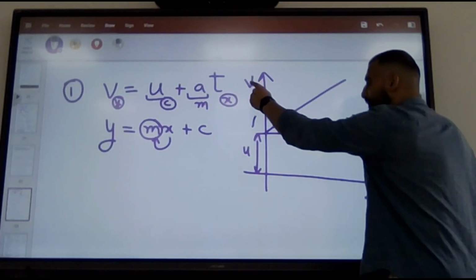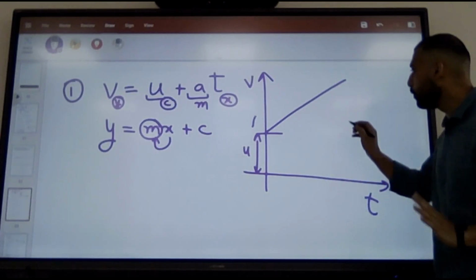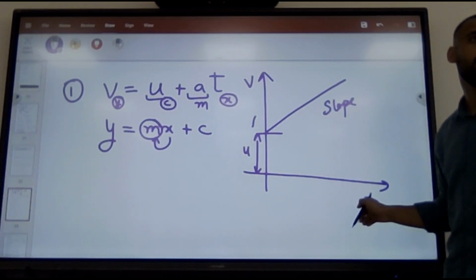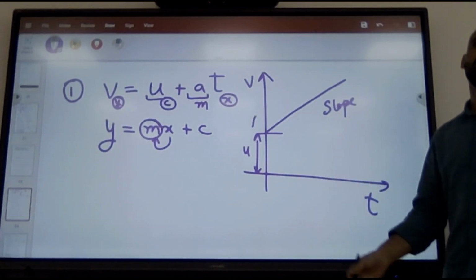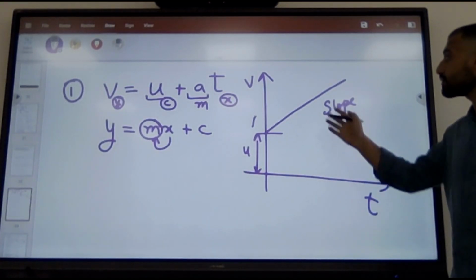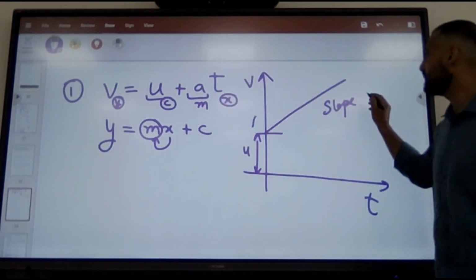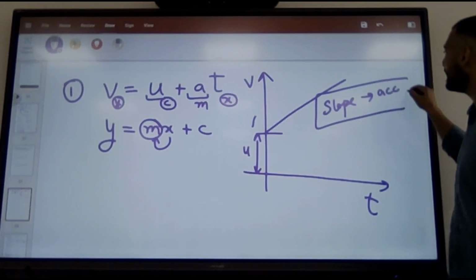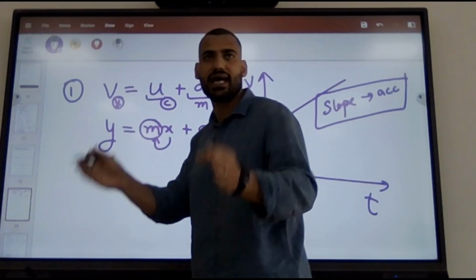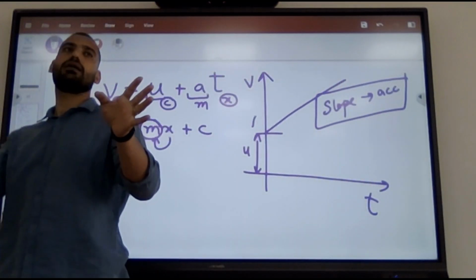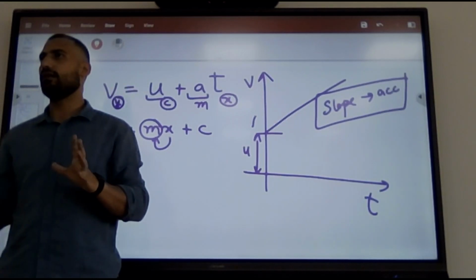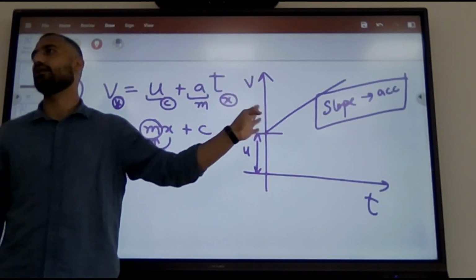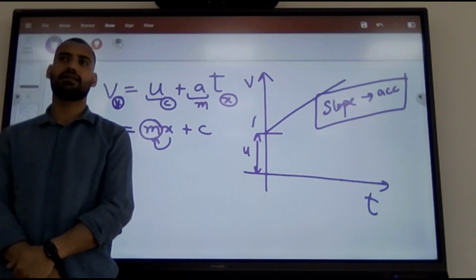From the slope of velocity time graph, the slope of which graph? Velocity time graph. What do you get? What is the slope of velocity time graph? Yes. Acceleration. This is important. So every time you plot a velocity time graph, whenever you calculate the slope of such a graph, understand that slope will always give you acceleration. Is that fine?